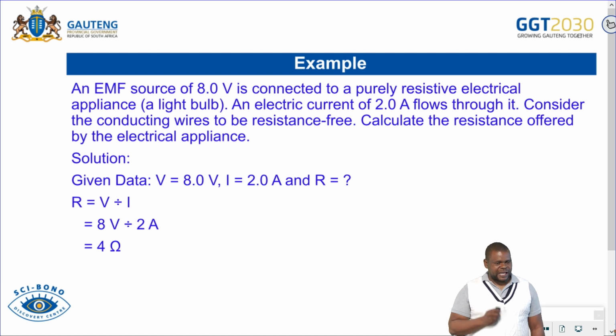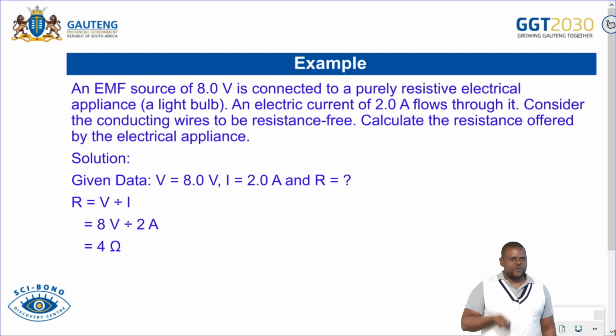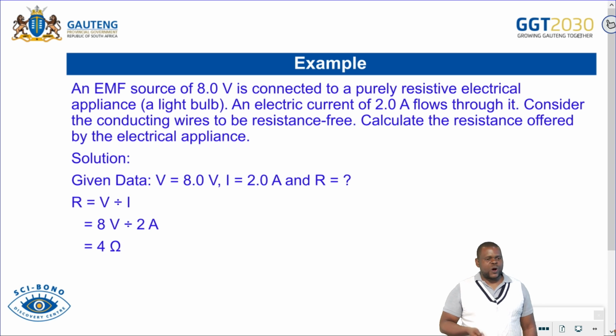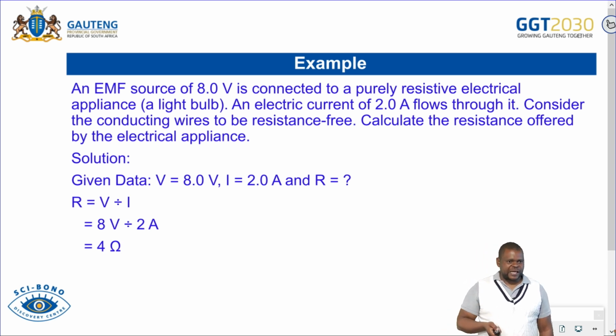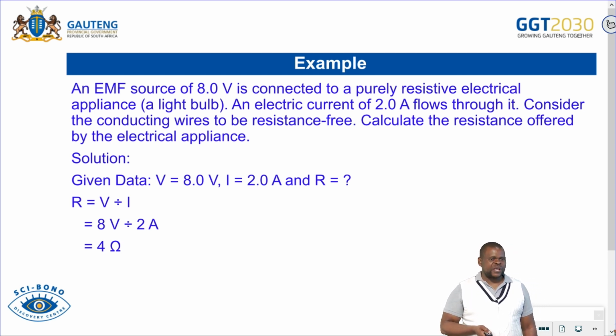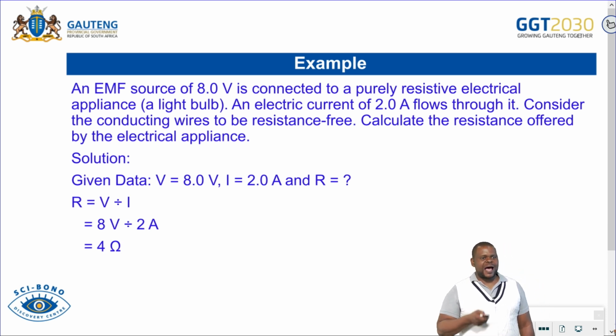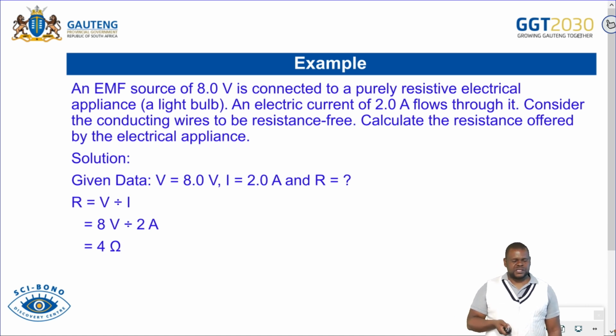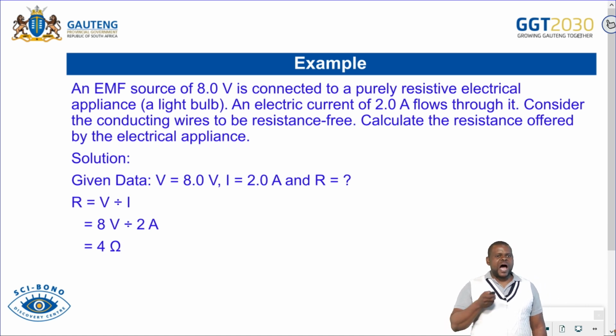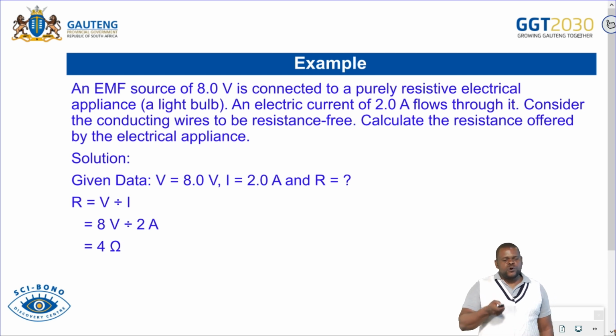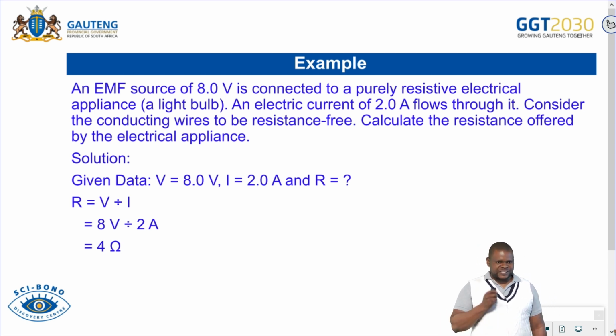As a norm, grade 11, we say write down the given data so that you are able to choose the correct formula. Now, our given data, we know that they said potential difference, our EMF, is how much? Is 8.0 volts. And our current, grade 11, is 2.0 ampere. What we are supposed to calculate is the resistance. We don't know how much the resistance is. That is why we put a question mark for resistance.